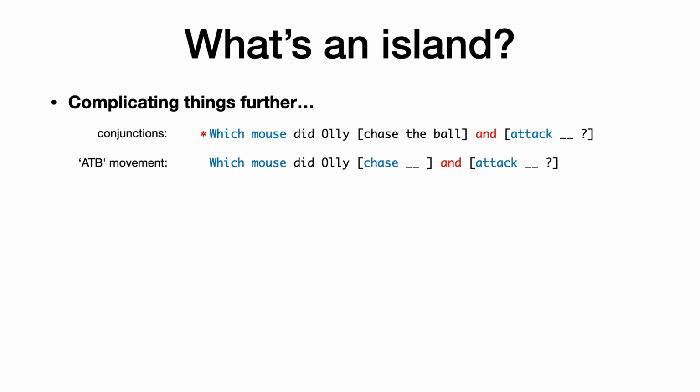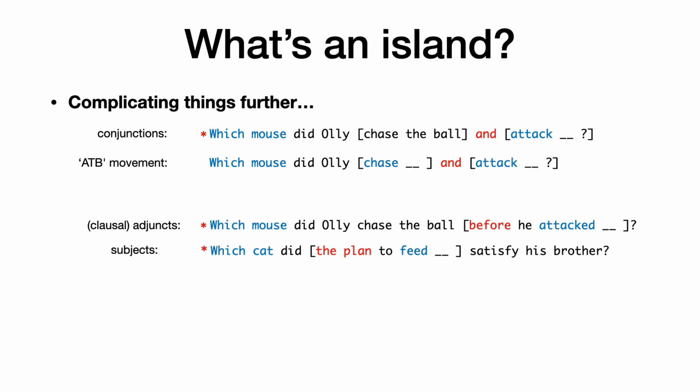I just want you to notice that normally having a filler gap dependency, let's say, into one phrase that's been conjoined with another phrase sounds weird, but having a filler associated with a gap in multiple phrases sounds okay. That will become relevant when we talk about this from a psycholinguistic perspective. Similarly, I mentioned that clausal adjuncts and subjects also are islands, right? So it sounds funny to say, which mouse did Ollie chase the ball before he attacked? And which cat did the plan to feed satisfy his brother?